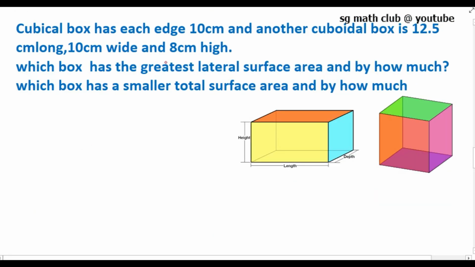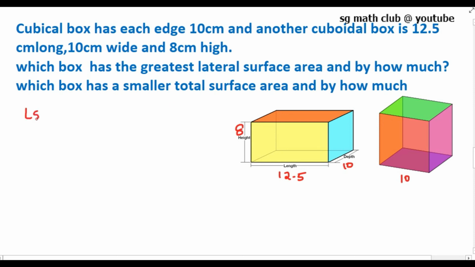So next, a cubical box has each edge 10 centimeter. So you can see a cube and a cuboid. The cube is having the edge 10 centimeter, and the cuboidal box is having length as 12.5, width as 10 and height as 8. We need to find which has greater lateral surface area and which box has smaller total surface area, and by how much.